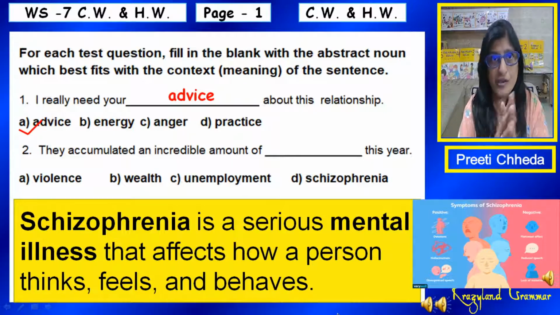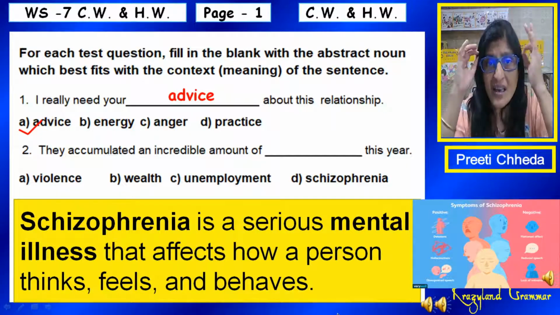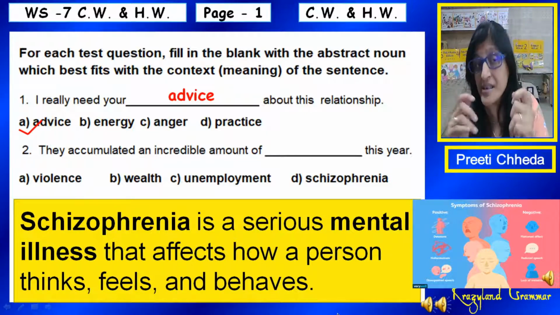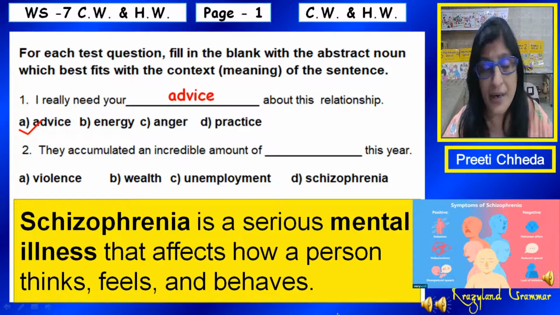Let's not talk about schizophrenia more, but I just want to, schizophrenia kya hai? It's a mental illness and a very serious mental illness. So you know about schizophrenia, clear?